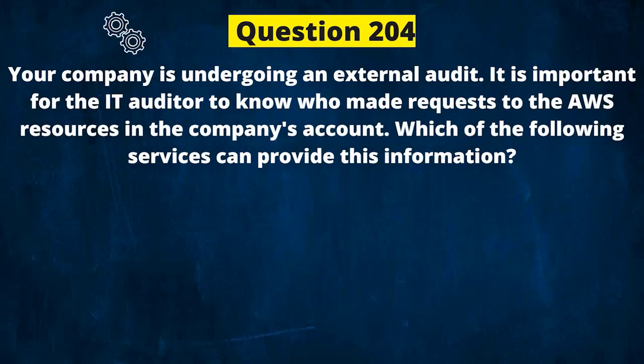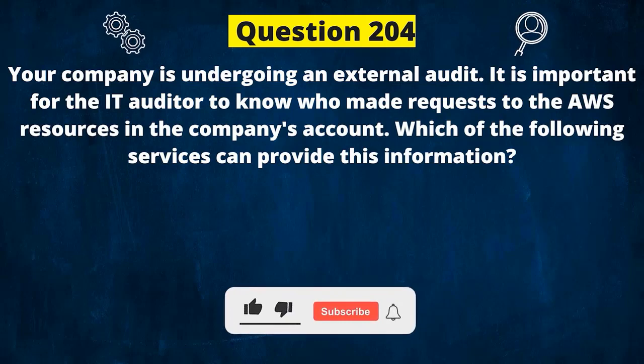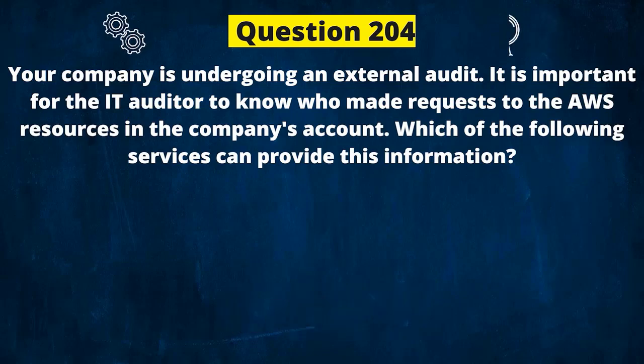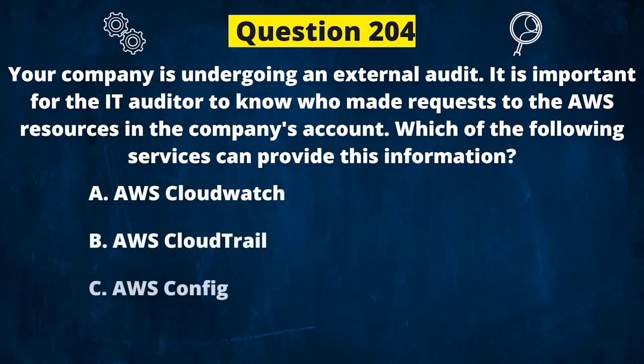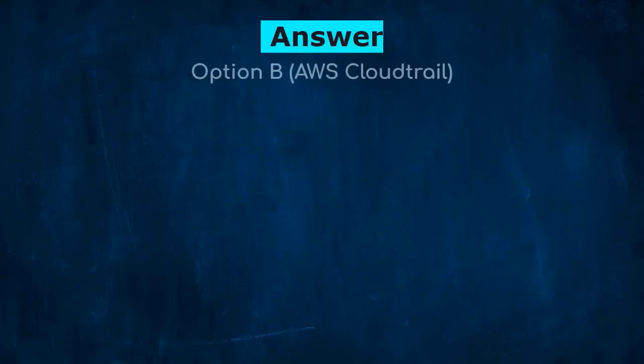It is important for the IT auditor to know who made requests to the AWS resources in the company's account. Which of the following services can provide this information? And the options are A. AWS CloudWatch. B. AWS CloudTrail. C. AWS Config. D. AWS SNS. And the correct answer is option B.